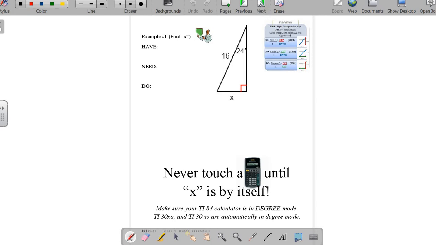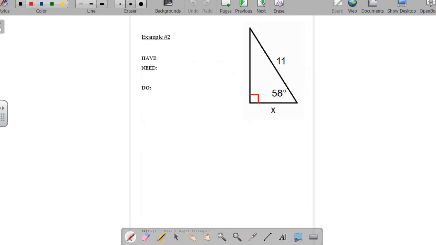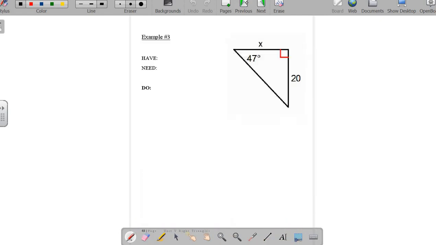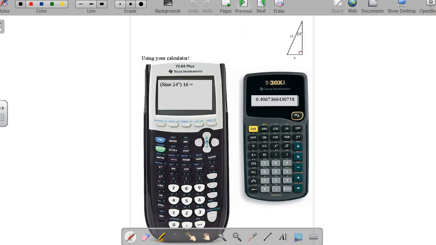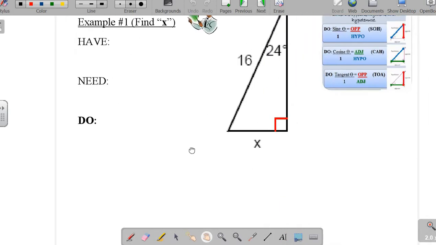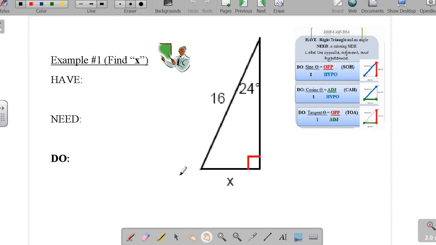Ready? We are going to do three problems together, and you are going to become experts in the next 8 minutes. Follow along with me exactly. Please have your right triangle toolbox flipped over so that you see this side, SOH CAH TOA side.